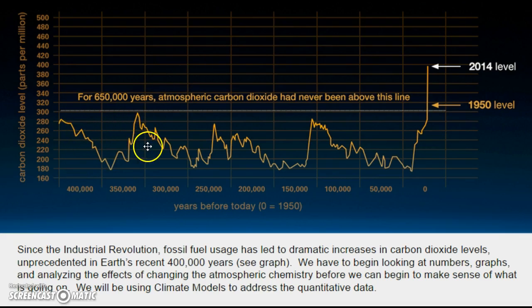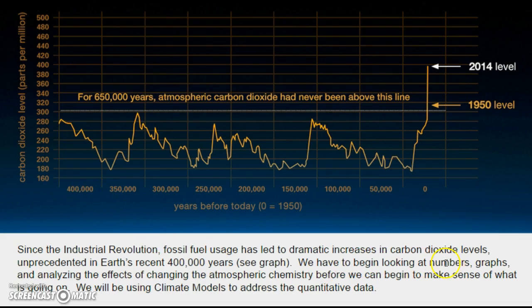And then last but not least, and there's where we start getting into the data. The data is what's going to tell the story. Since the Industrial Revolution, fossil fuel usage has led to dramatic increases in carbon dioxide levels, unprecedented in Earth's recent 400,000 years, right? See the graph. So here's what we're looking at. If I look at my x-axis here, if I go back in time, this goes back to 400,000 years ago. But remember, the Earth is, well, let's just say, several billion years old. But this is only looking at 400,000 years. So let's get some perspective here.